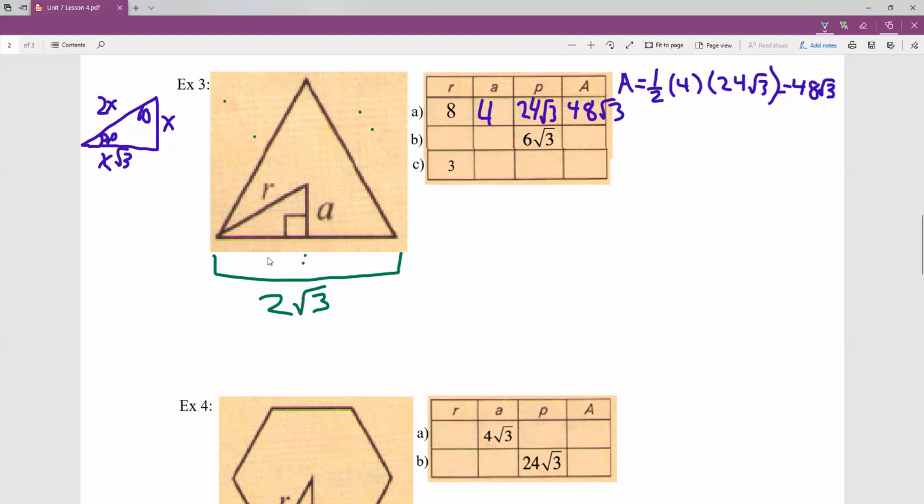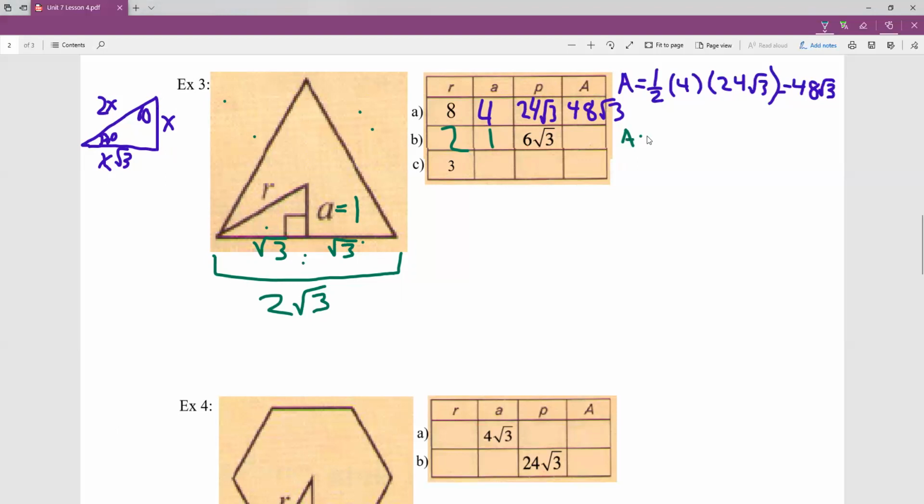Cool. So if this is 2 root 3, that means the apothem divides that in half. So each of these is going to be root 3. And then I just follow this pattern, right? My medium side here is equal to root 3. So that means my x in front of this root 3 is really a 1. So I know my apothem is equal to 1. If my apothem is equal to 1, then that means my radius is equal to 2. All right, and then we're good to solve for the area.